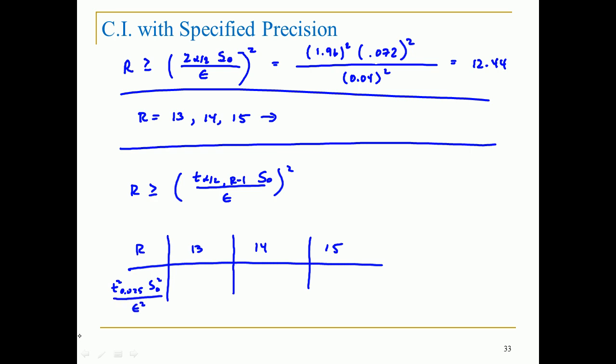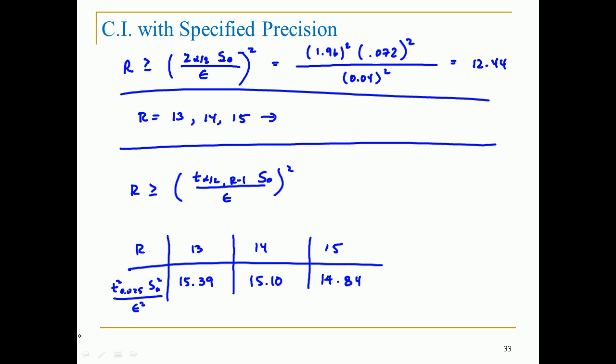So if you compute the expression for r equals 13, you will get 15.39. If you compute for 14, this is 15.10. And for 15, this is 14.84. So which one of these three values satisfies that condition, R being greater or equal to this? We have r here, we have t here.